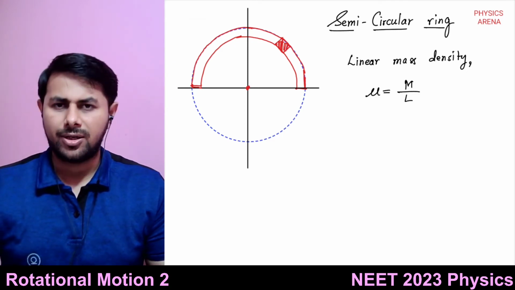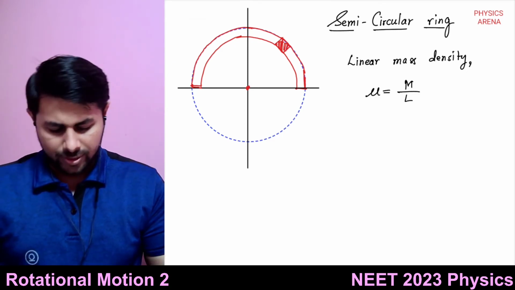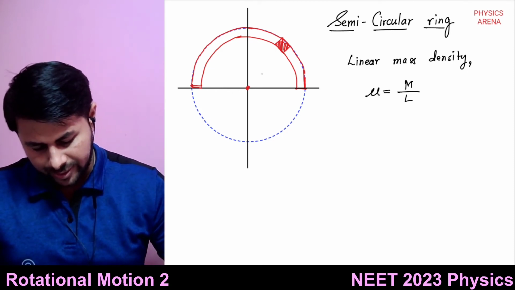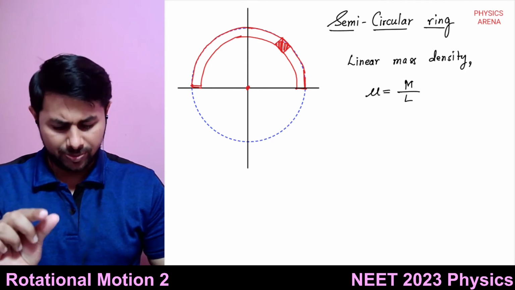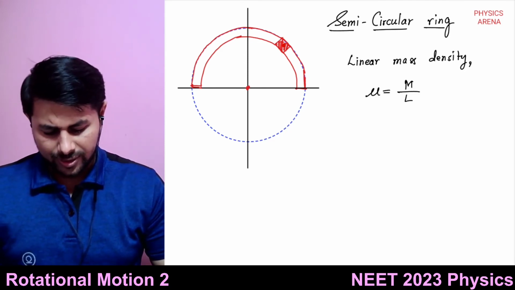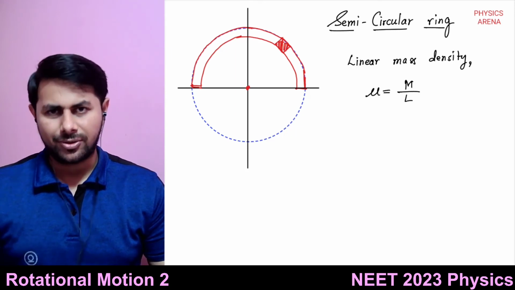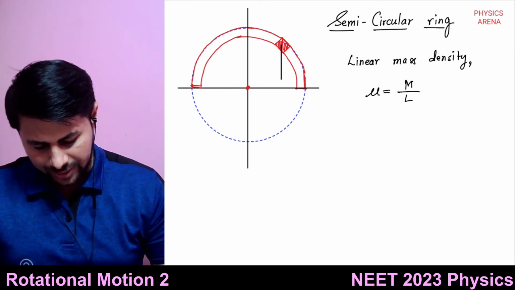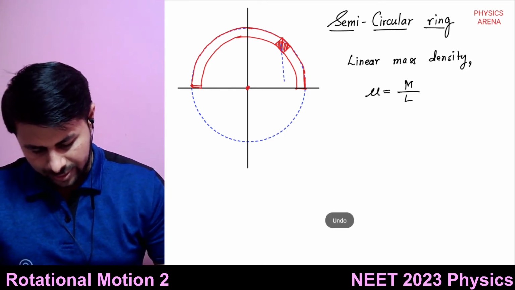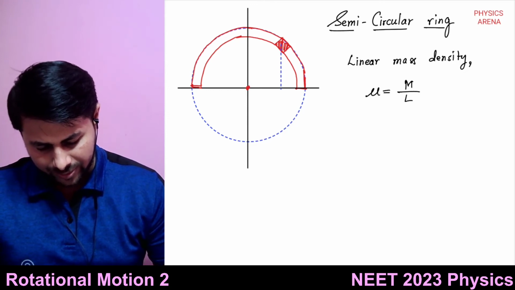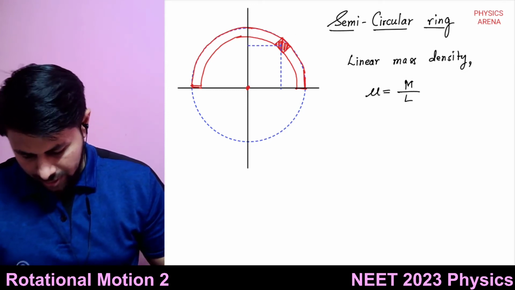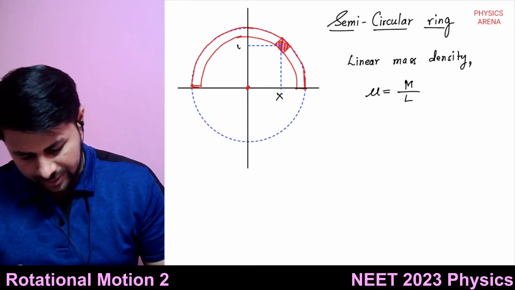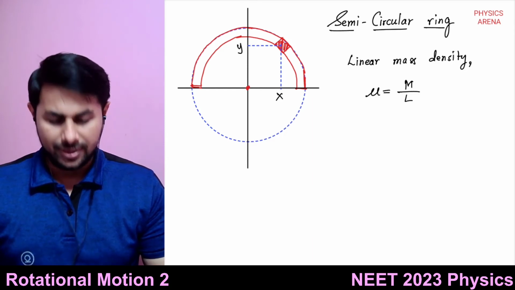So I will consider this small length segment. Now this length segment is very narrow. Let's suppose it's very small. It will have some x coordinate and some y coordinate, right? So that we can find out. Suppose this is the x coordinate of this length segment and this is the y coordinate.